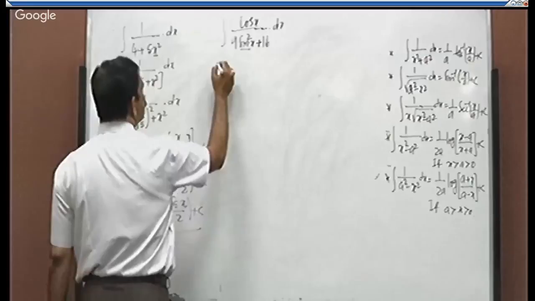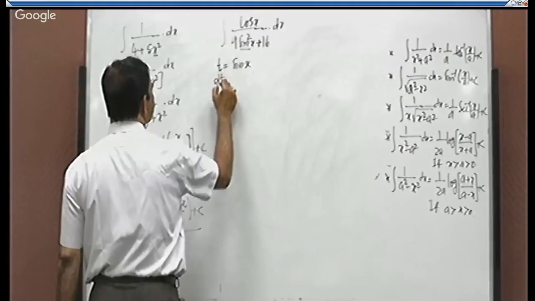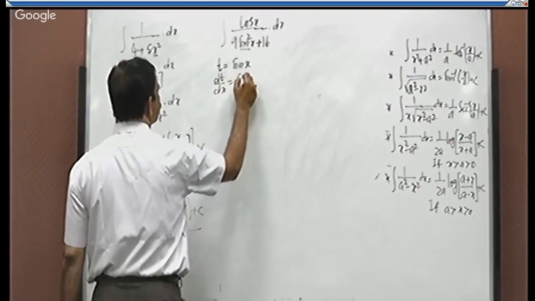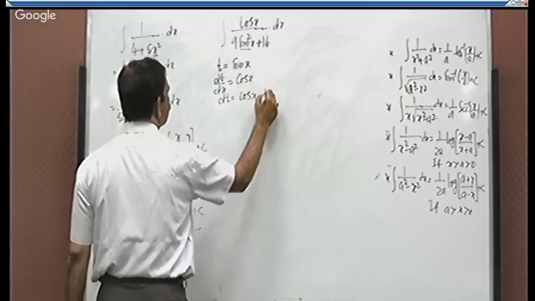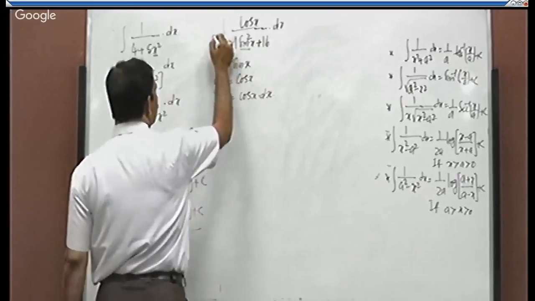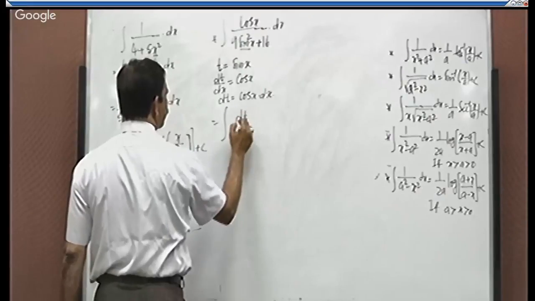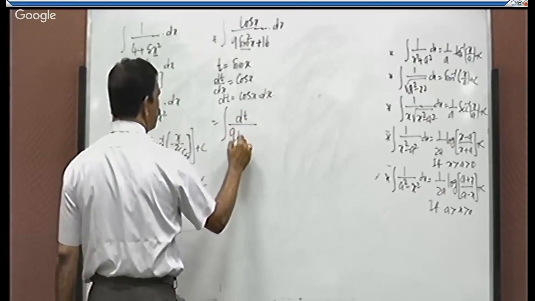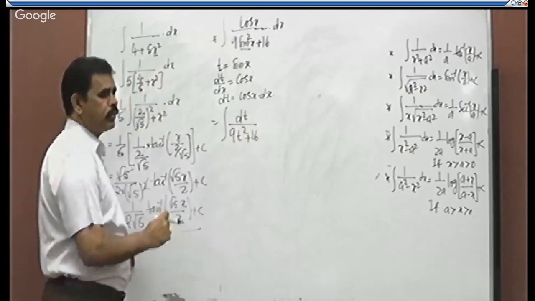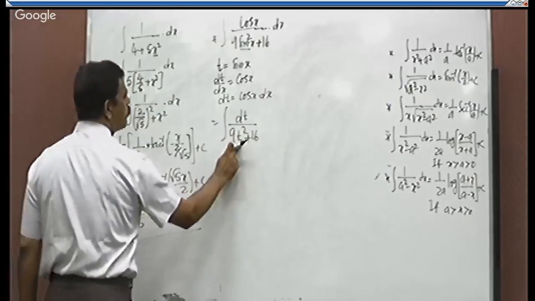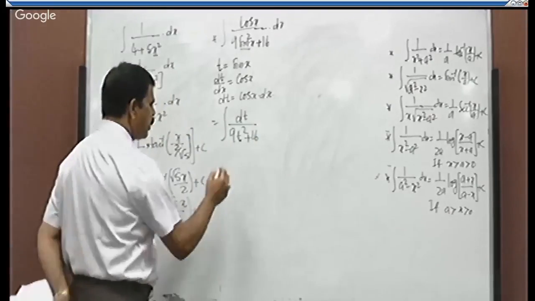So take t is equal to sin x. Differentiate this with respect to x. I will get differentiation of sin x is cos x, or dt is equal to cos x into dx. Then the given problem reduces to cos x dx is equal to dt, divided by 9 t square plus 16. Now the problem reduces to the same type. It is in t. Then it should be in what?